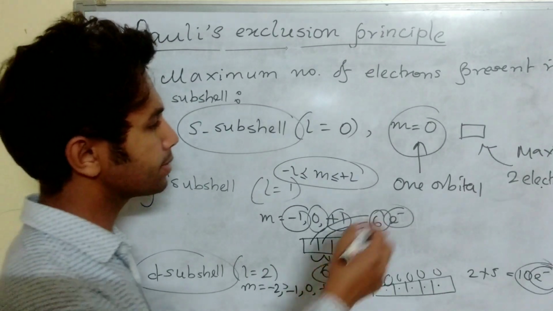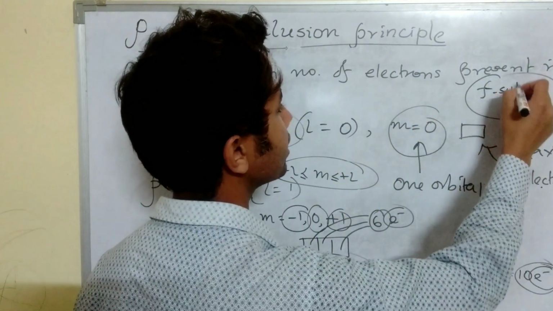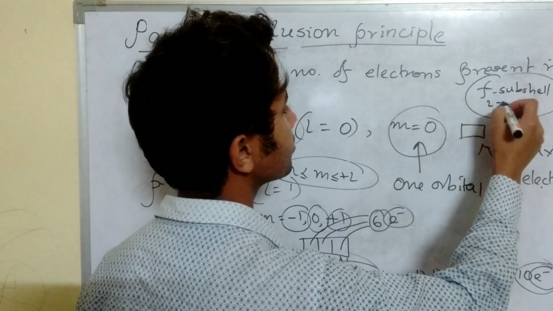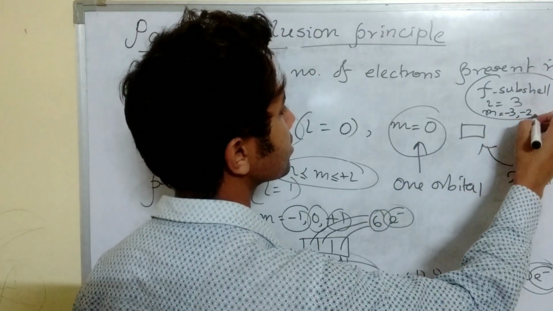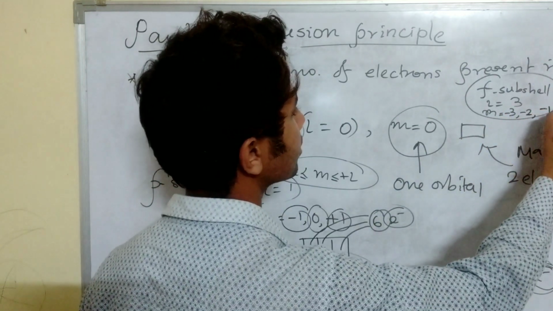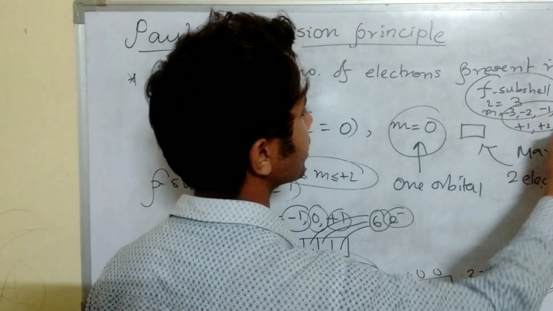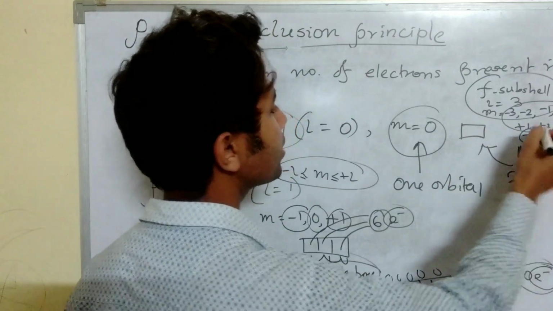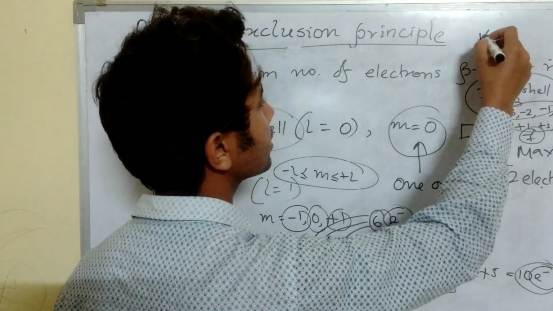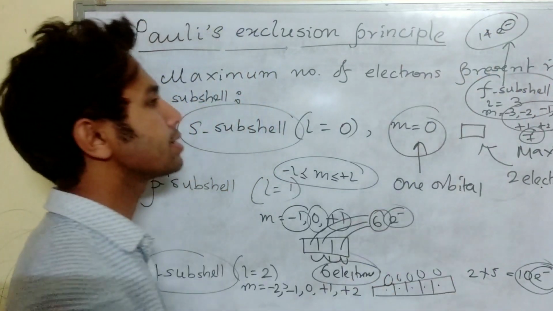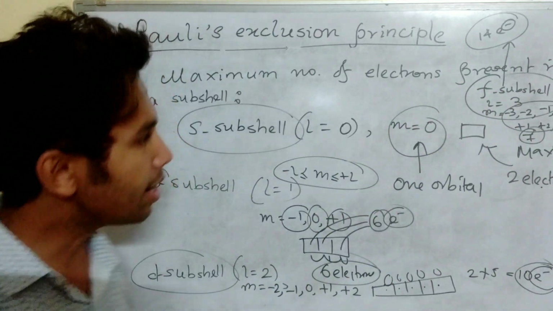Similarly, for the f subshell, we know l is equal to 3. m will be -3, -2, -1, 0, +1, +2, +3. So there are 7 orbitals. If 7 orbitals are there, 2 into 7 means a maximum of 14 electrons may be present in the f subshell.